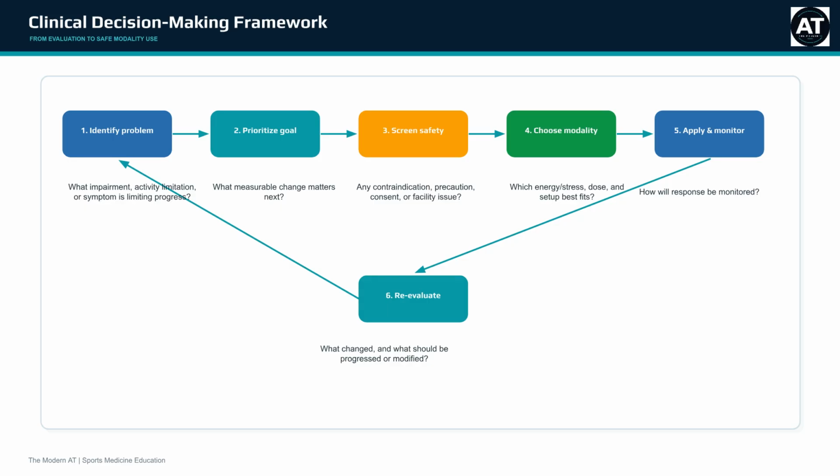A safe modality decision starts with the patient problem. What symptom, impairment, or activity limitation is blocking progress? The next step is a measurable goal, because treatment choice should serve that goal. Safety screening then checks contraindications, precautions, consent, and facility issues. The clinician chooses the modality by matching the desired energy or stress, dose, and setup to the target response. During application, response is monitored rather than assumed. Reevaluation determines whether the intervention helped and whether to progress, modify, or discontinue. This framework keeps modalities tied to outcomes.